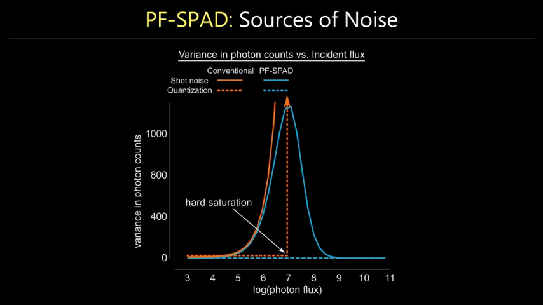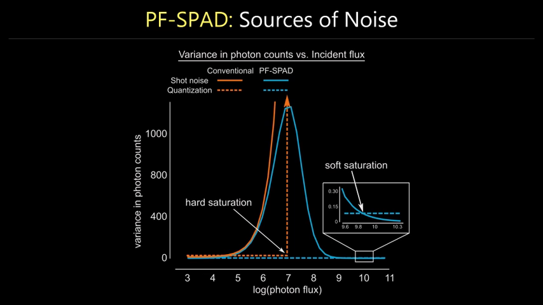The quantization noise can be thought of as approximately uniformly distributed between 0 and 1, which has a small constant value of 1/12 at all flux levels. This is shown by the blue dotted line at the bottom of this plot. The PF-SPAD does not suffer from a hard saturation limit. However, interestingly, at very high incident flux levels, the PF-SPAD's quantization noise exceeds the shot noise and becomes the dominant source of noise. We call this phenomenon soft saturation.